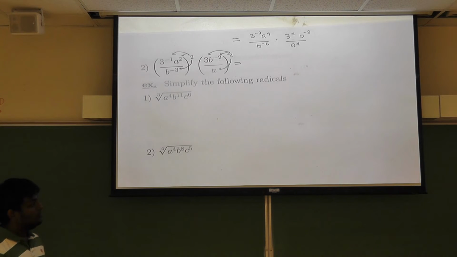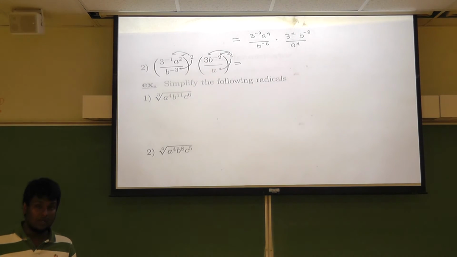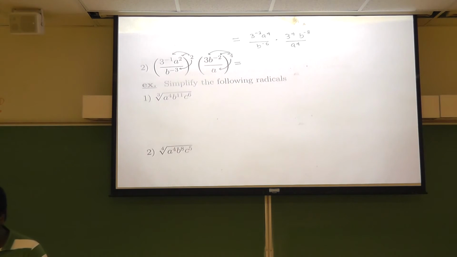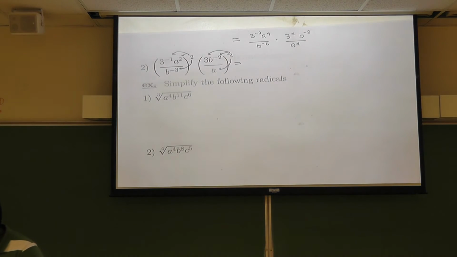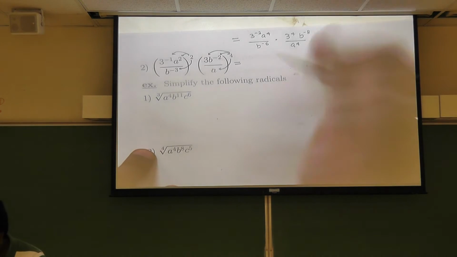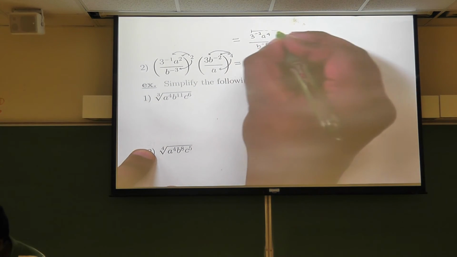And this time I will take a slightly different path. You can just move the negatives to the bottom, positives to the top. Either way, you have to use the easiest way possible to do these examples. Now, in this one, I sense that I have the same base, so I can just combine the exponents.